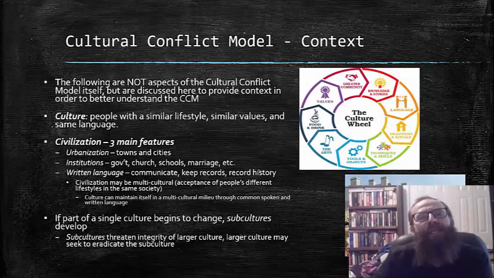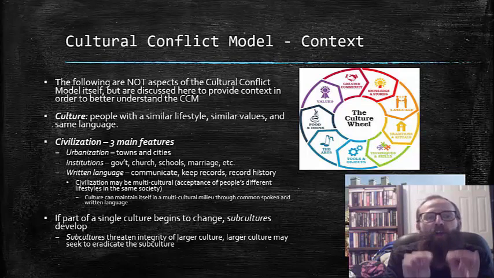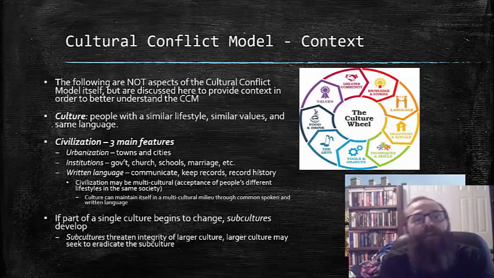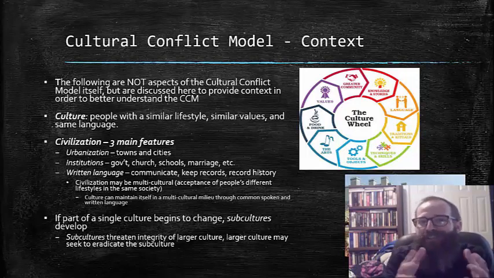Now, piggybacking off of that is this idea of civilization. Fundamentally, civilization must have an urban characteristic to it. The development of towns and cities is key to the foundation of any civilization. And this includes institutions such as government, churches, schools, marriage, things of that nature. Written language is absolutely key to the development of civilization as we understand it.